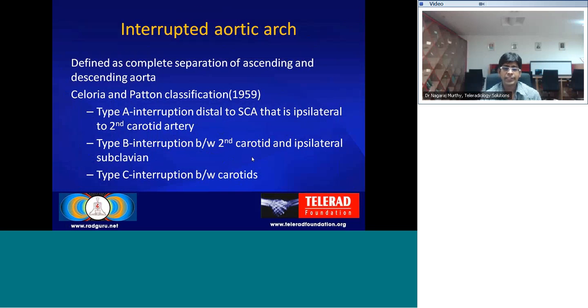Next is interrupted aortic arch, defined as complete separation of the ascending and descending aorta. Celoria and Patton classified it into three types. Type A, there is interruption distal to the subclavian artery. Type B, interruption between the common carotid and subclavian. Type C is interruption between the carotids.